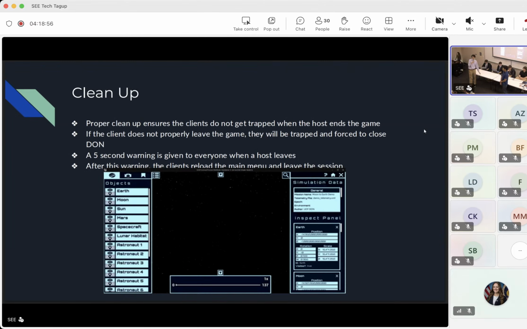Final thing that we did was add proper cleanup to the simulation. What would happen is if the host would leave while there's still clients in the simulation, those clients would be completely trapped and it would completely restart the project. So we fixed it so that they would get a warning and a pop-up that they're going to be kicked from the game for 5 seconds anytime a host leaves. After those 5 seconds, they'd be brought back to the main menu.